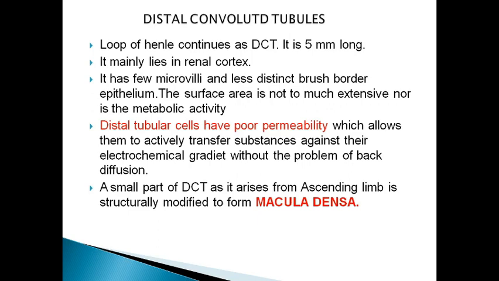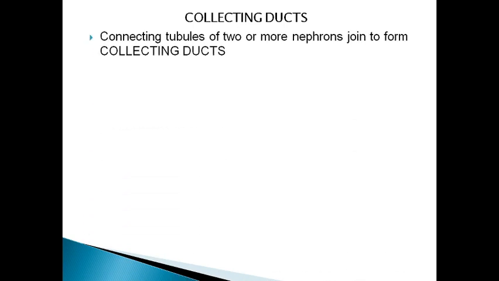The other important part you need to remember in the distal convoluted tubule is a structurally modified segment known as the macula densa. The macula densa is a small part of the distal convoluted tubule at the site where it just emerges from the ascending limb, and it is a plaque-like thickening. It is known as macula densa because it has its own significance in the regulation of blood pressure. We will be discussing the importance of macula densa further.